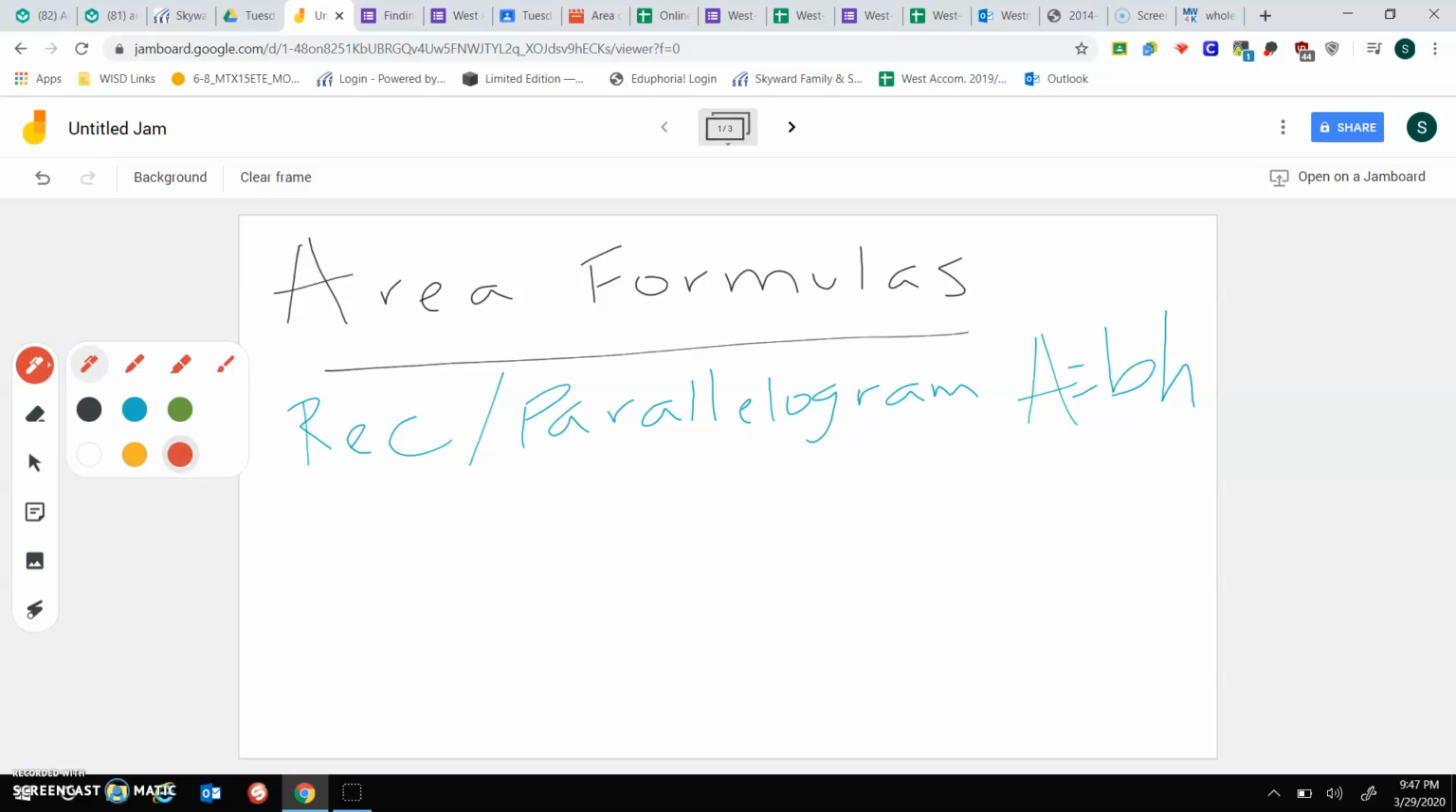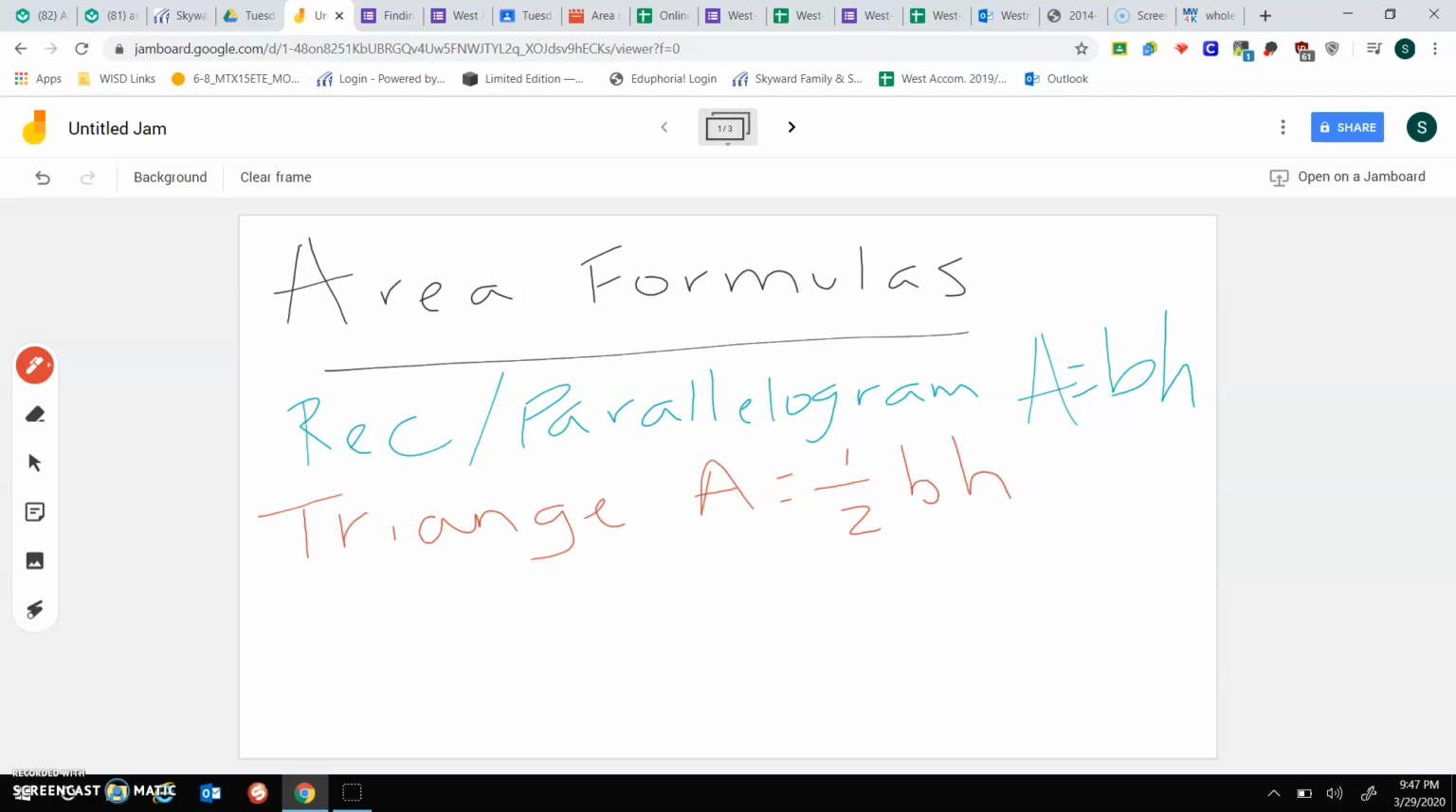Okay, the next shape that we've talked about is a triangle. And how to find area of a triangle is you do base times height, but we take half of it because a triangle's area is half of a rectangle. So that's area equals 1/2 base times height.